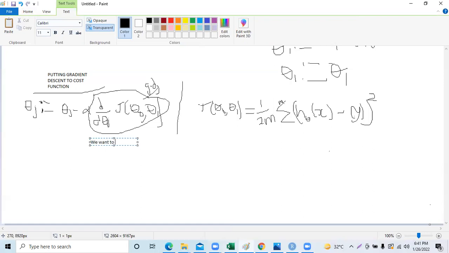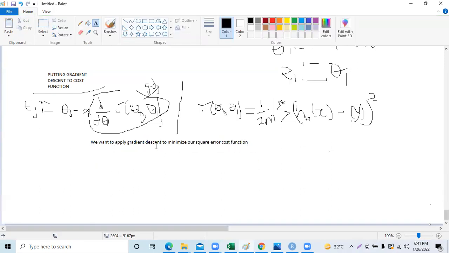I want to apply gradient descent to minimize our squared error cost function. I'm sorry, this gets boring, but you need to get through the boring stuff to know what you're doing in machine learning. So we want to apply our gradient descent to minimize our squared error cost function. This is our squared error cost function. So we want to just replace what is here with what is here.